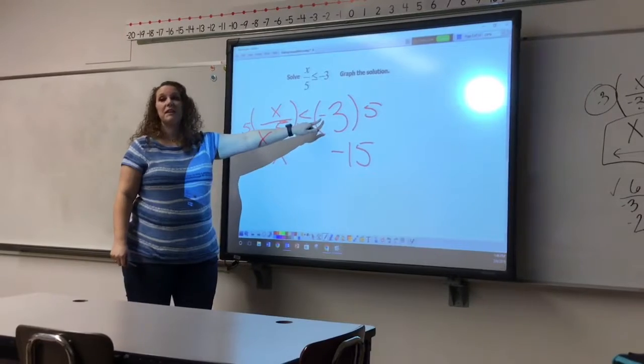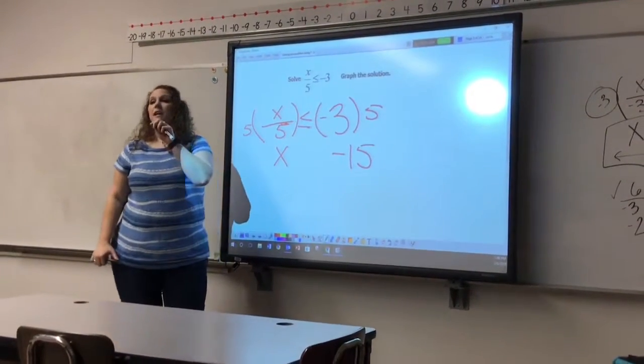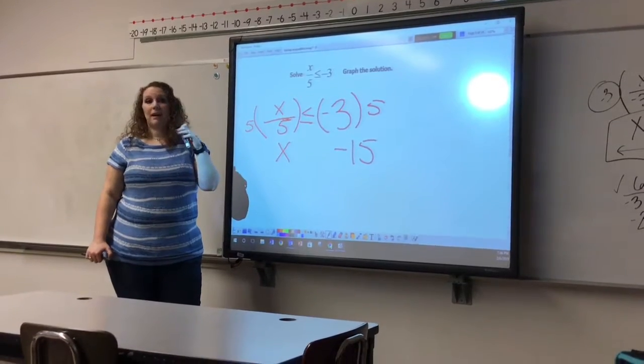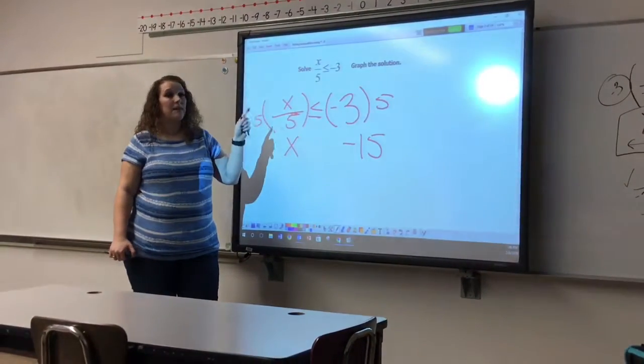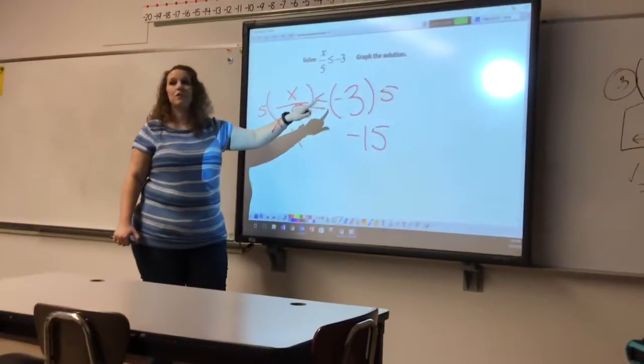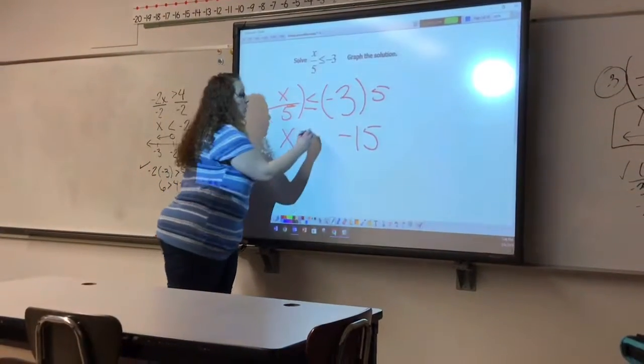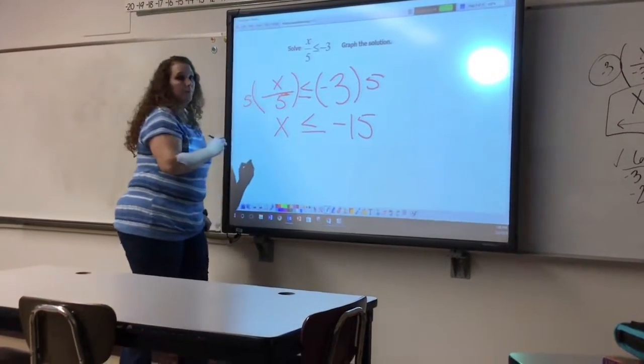I started with a negative 3. Okay? You have to flip the sign if you multiply or divide by a negative number. Did I multiply or divide by a negative number? No, I multiplied by a positive number. I don't care if I start with a negative. I care if I multiply or divide by a negative. So you leave the sign the same.